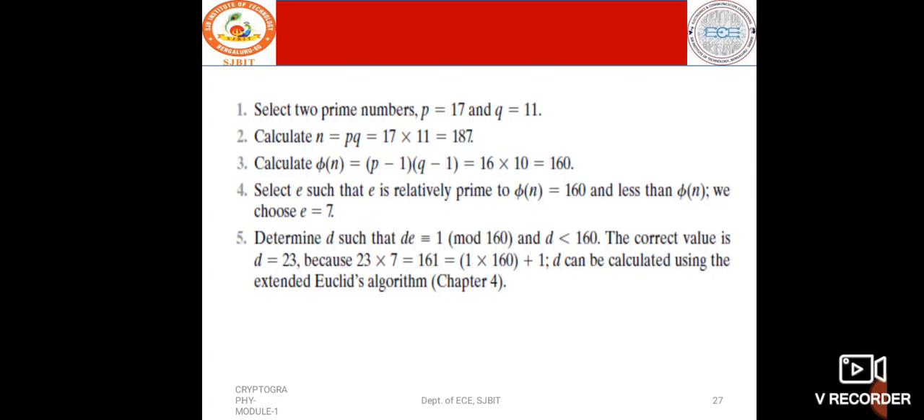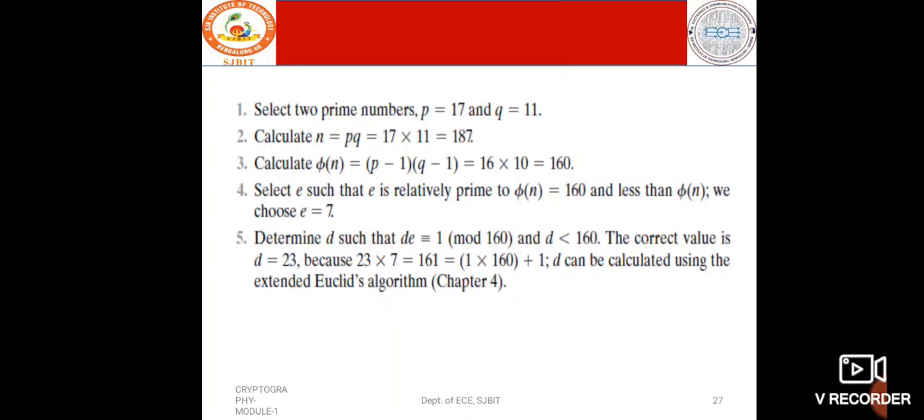So d is less than 160. The correct value is d is equal to 23, because 23 into 7 is equal to 161, which is 1 into 160 plus 1. D can be calculated using the extended Euclid's algorithm. The resulting keys are public key PU is equal to 7, 187 and private key PR is 23, 187.